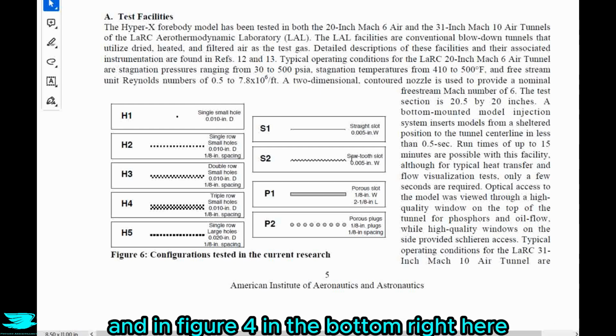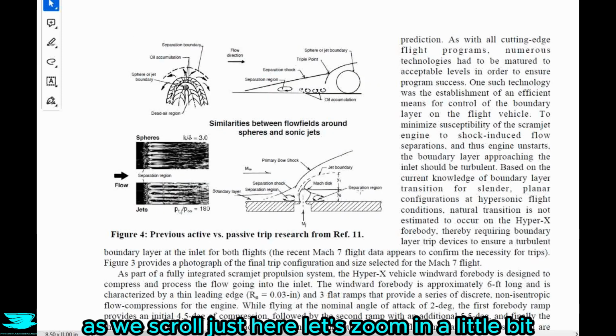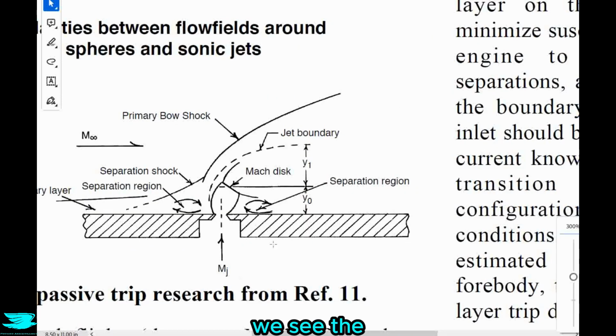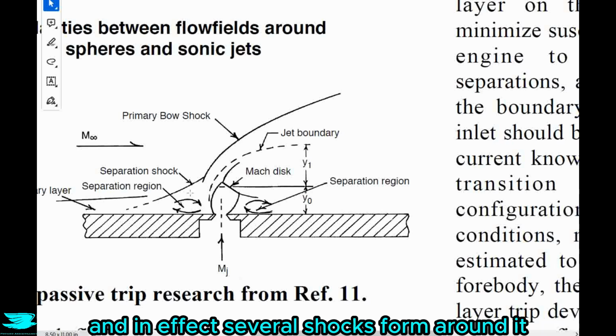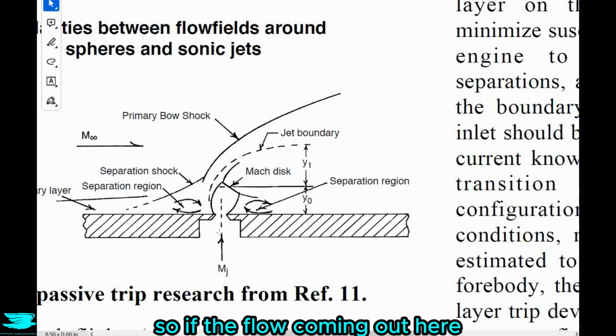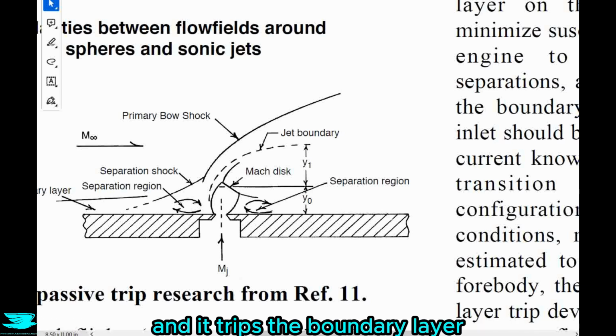And in figure 4 in the bottom right here, as we scroll up just here, let's zoom in a little bit, we see the physics of how this blowing affects the boundary layer, and in effect, several shocks form around it. So we have the flow coming out here being jettisoned into the flow, into the boundary layer, and it trips the boundary layer.